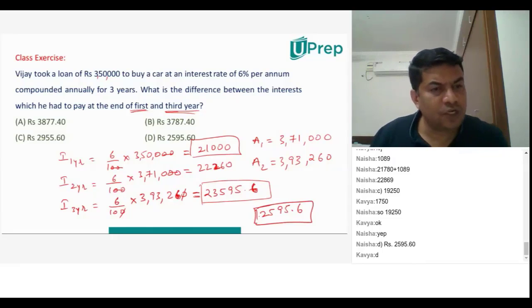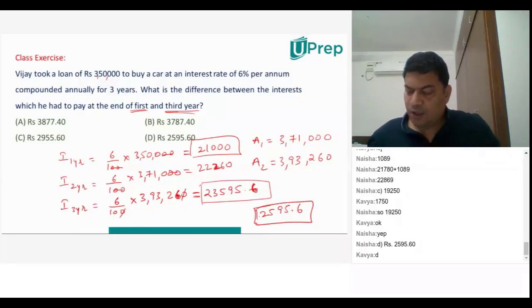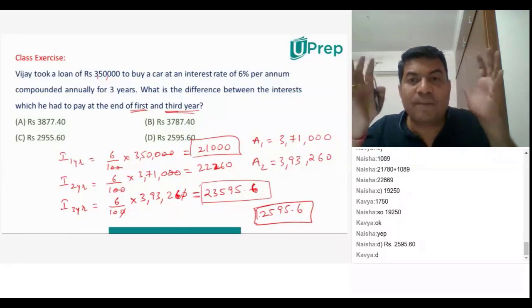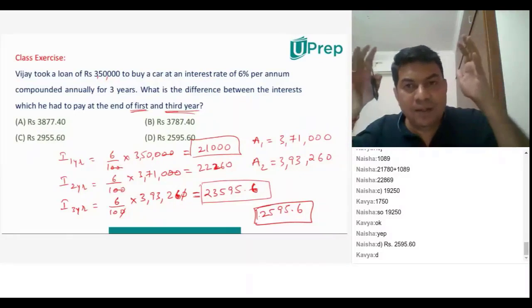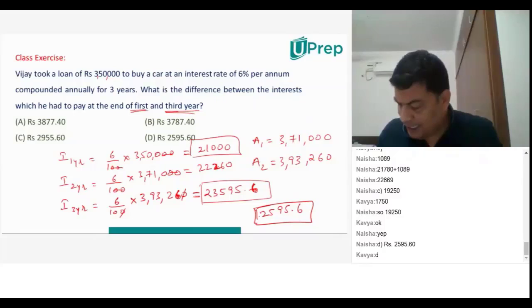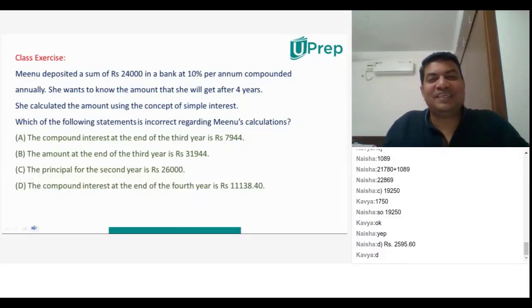I hope rest of you also got the same answer. Yeah, Kavya is also saying D. Good. Everyone got it. So not necessarily you have to use formula. This question requires you to apply the logic of compound interest, calculate year end. What is the interest amount that gives you an idea, and then you crack the question. Good. Solve this. Nice question.